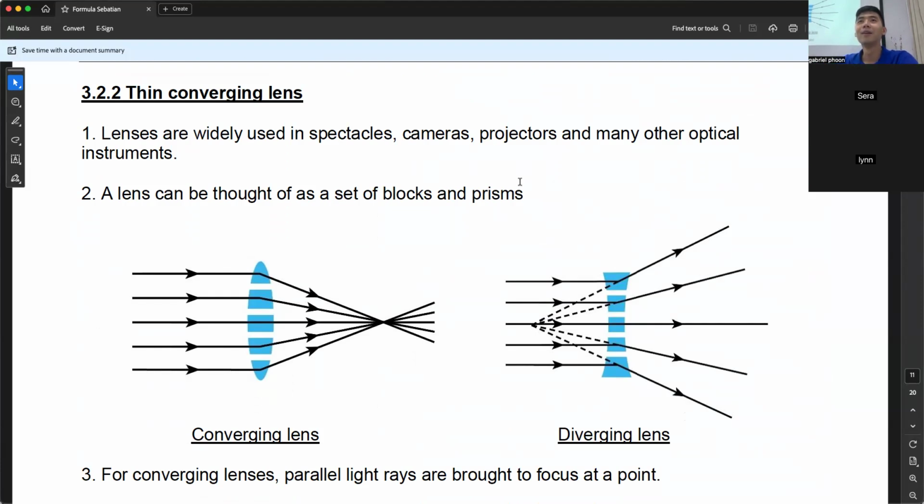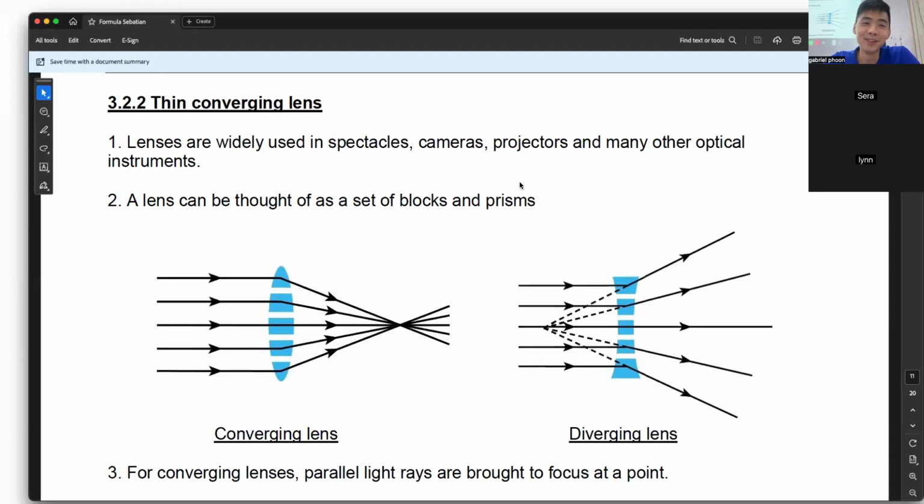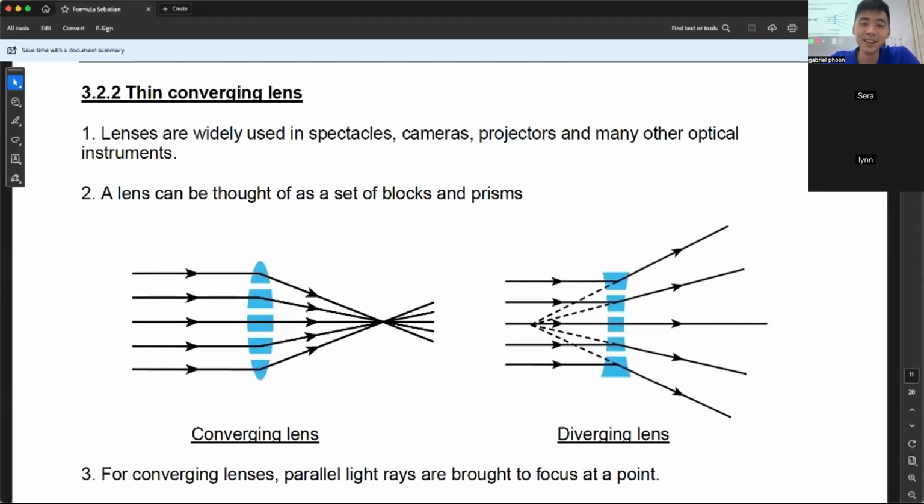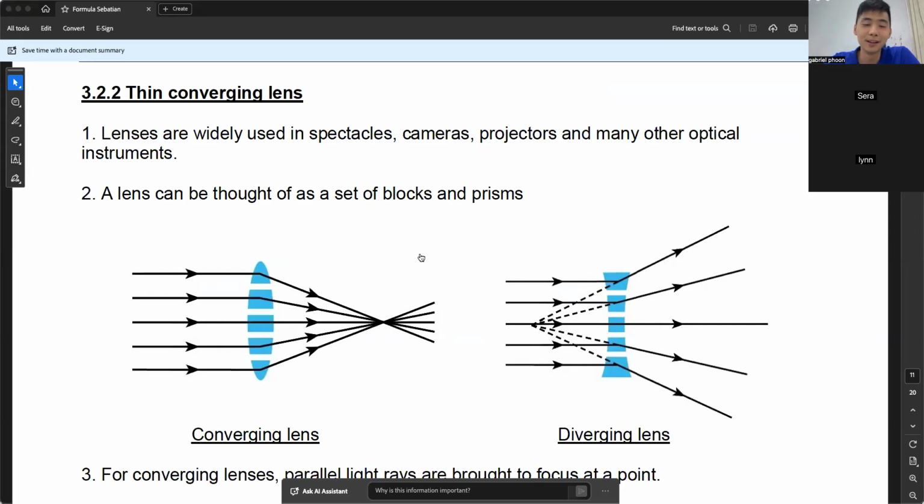Converging. I mean, in shape, it looks like it. Converging. Converging is long-sighted, right?